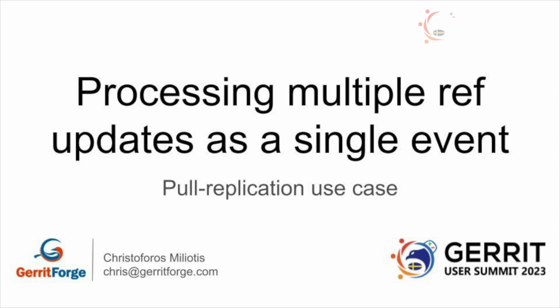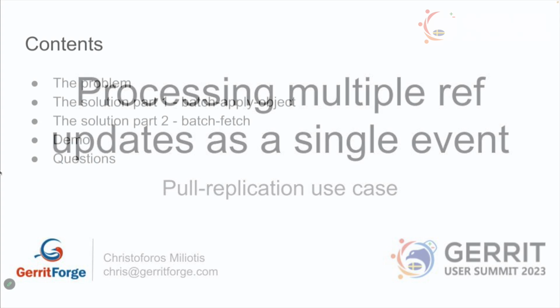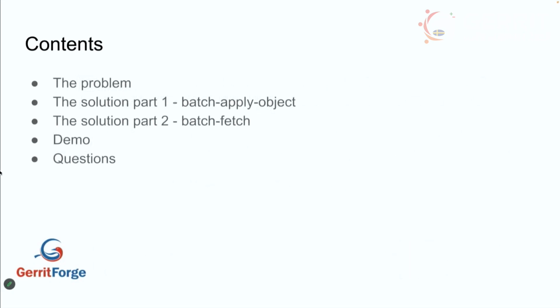So Marcin has already covered the Gerrit core changes. I'm going to be talking about the pull replication use case. We're going to cover the two different parts of the solution, the batch apply object and the batch fetch. We're going to do a short demo, and then we will take questions.